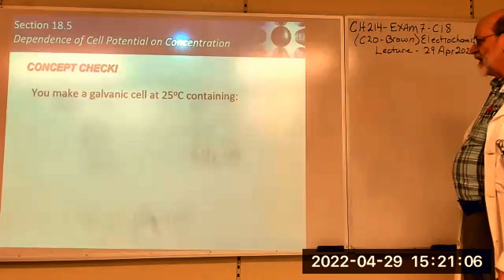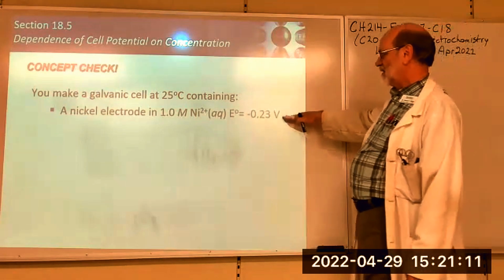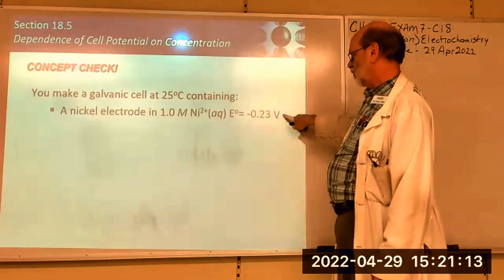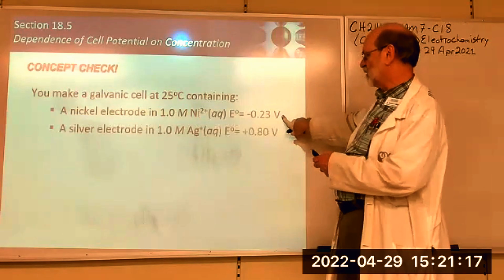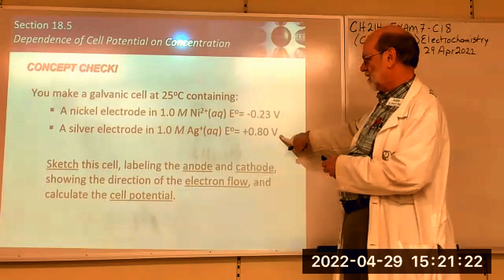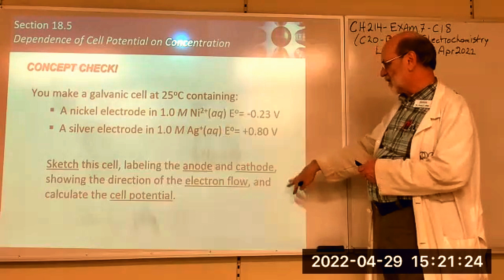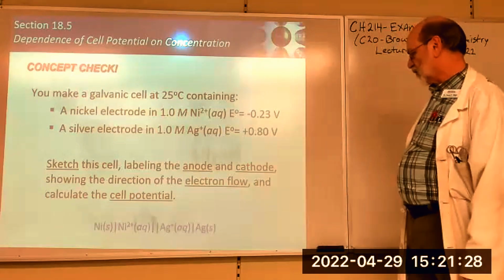Okay, let's say you make a galvanic cell at 25 degrees containing a nickel electrode at 1 molar with this standard potential and a silver electrode at 1 molar with this standard potential. Sketch the cell, label anode, cathode, direction of electron flow, and cell potential. So that's what we're going to do.